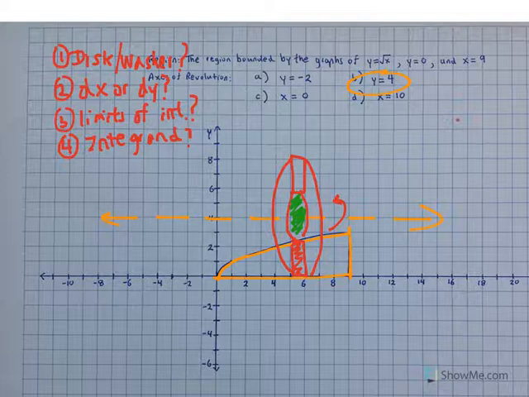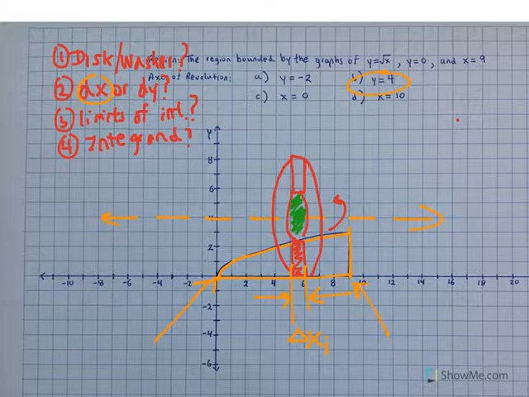Should we integrate with respect to x or with respect to y? If you look at our washer, the height of our washer is a difference in the x coordinates of consecutive partition points. So it is delta x sub i, so we should integrate with respect to x. What should be the limits of integration? Our first washer will start at x equals 0, and our last washer will end at x equals 9. So our limits of integration would be from 0 to 9.